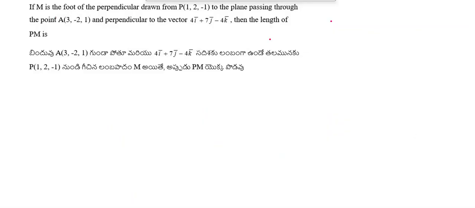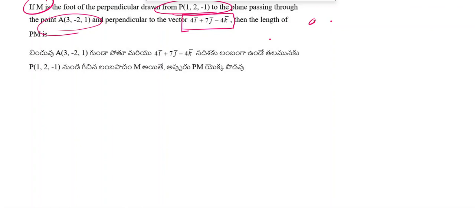This is the next question from vectors. Here M is the foot of the perpendicular drawn from P(1, 2, -1) to the plane passing through the point capital A(3, -2, 1) and perpendicular to the vector. Then the length of PM is to be found. Here the plane passes through the point and is perpendicular to the vector.